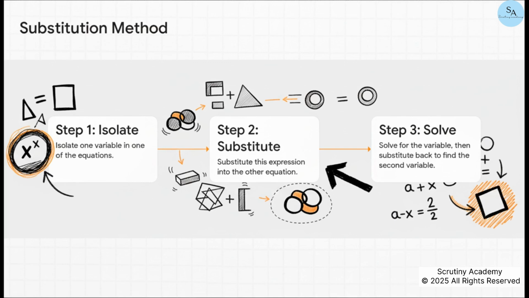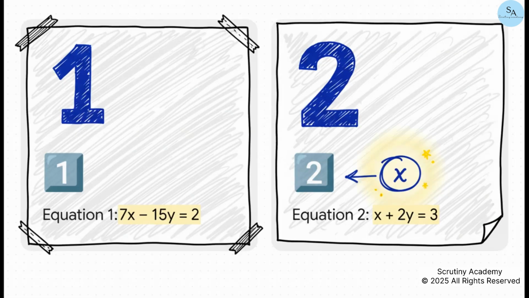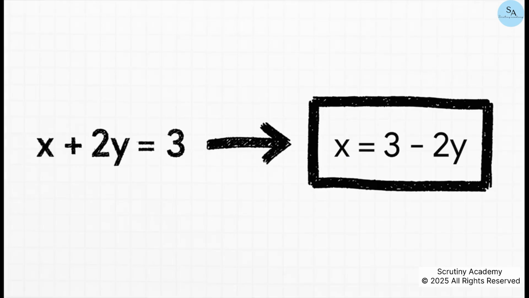Let's do it. All right, here's our problem. Two equations, two variables. Now, the first thing we've got to do is be a little strategic. We need to pick one variable to isolate. So just take a look. Which one seems like the easiest target? To me, that x in the second equation with no number in front of it, yeah, it's practically waving a flag at us.